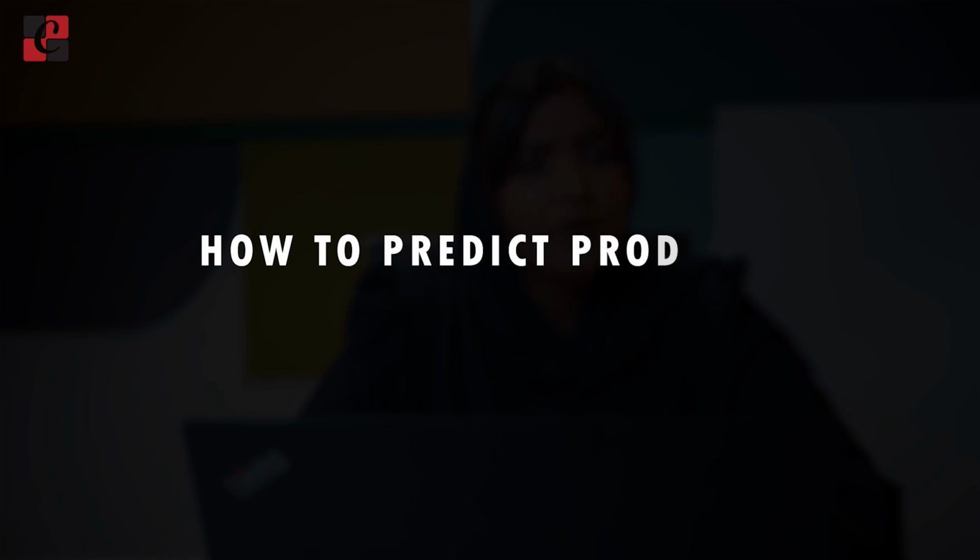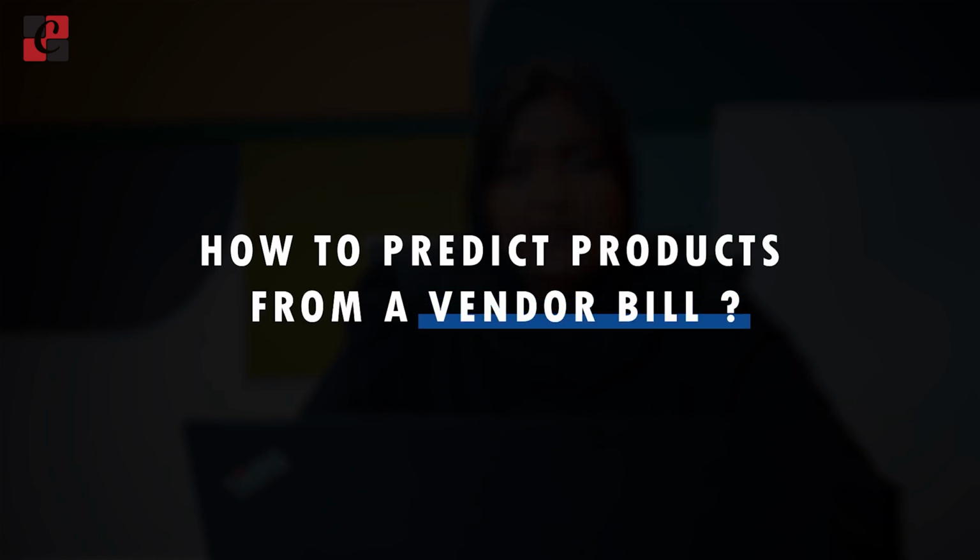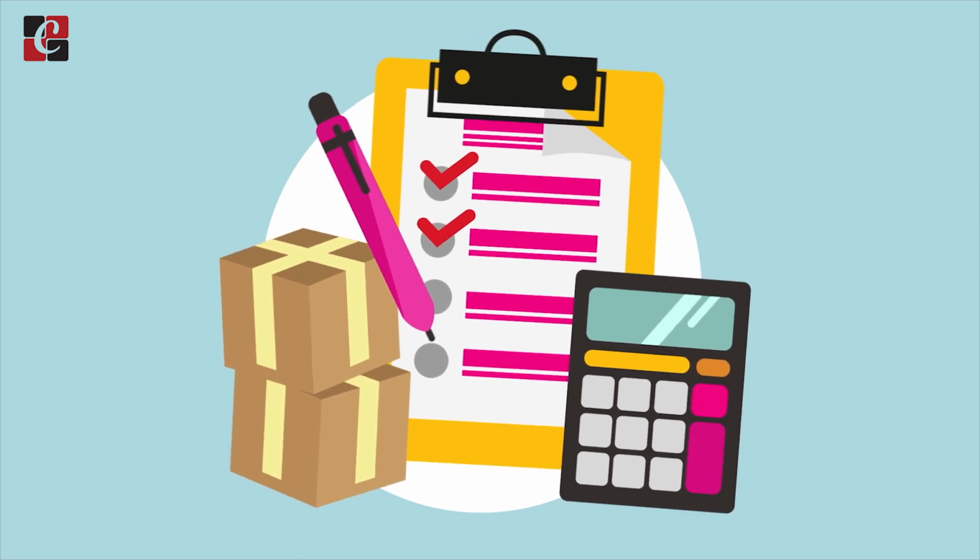In today's video, we are going to discuss how to predict product from a vendor bill. This is one of the features that you can configure from the configuration settings. When you're trying to create a new bill, you can easily identify the previous purchases made from a specific vendor.